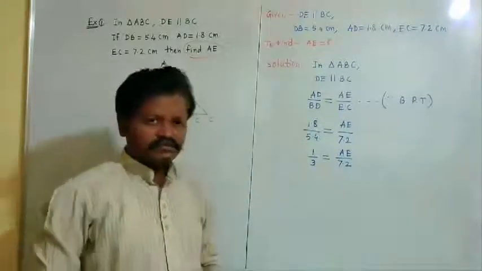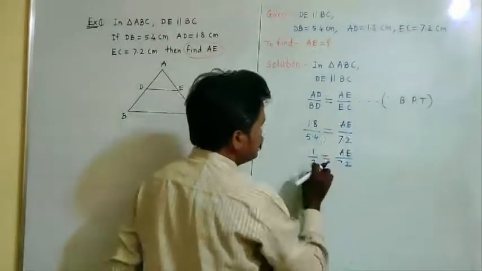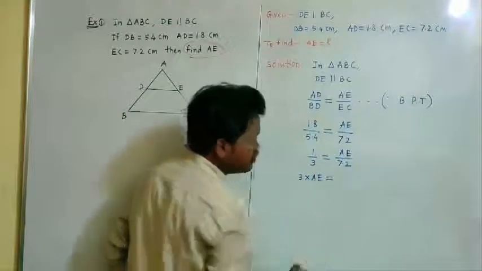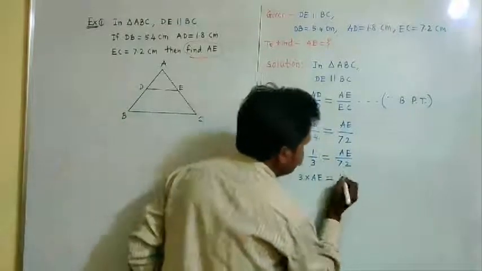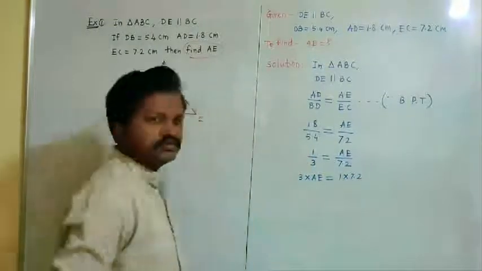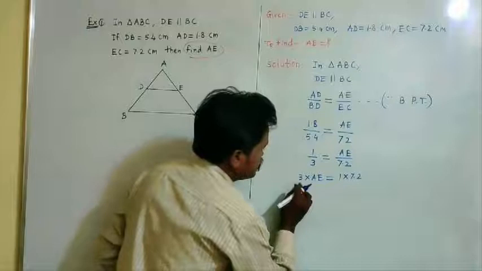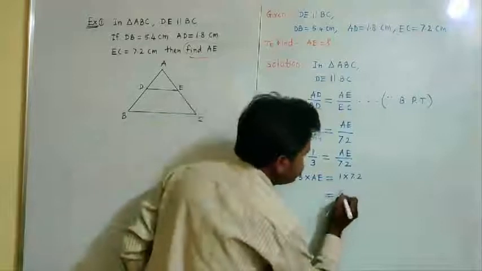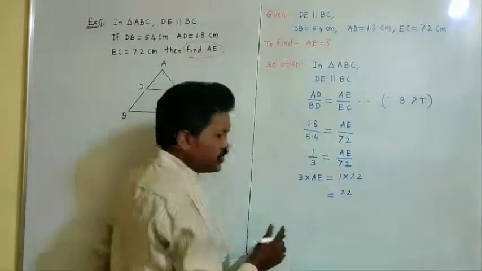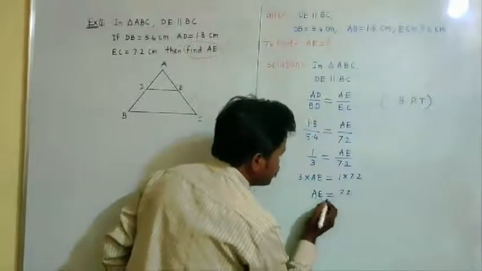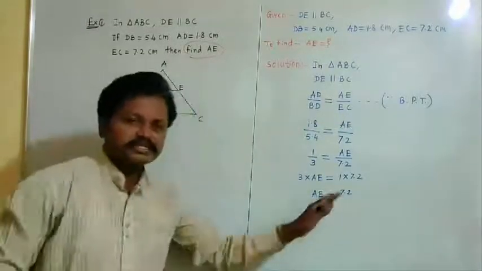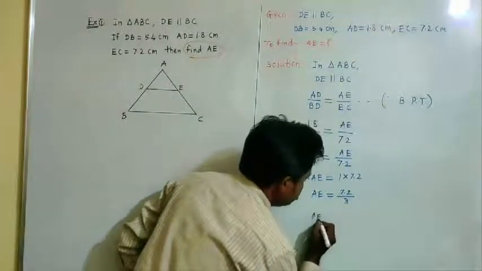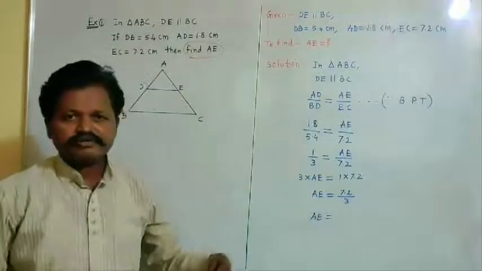Now you do cross multiplication. So look here, sir: 3 into AE is equal to 1 into 7.2, that is 7.2. And this 3 is a multiplier, so taking it to the other side it becomes divide. So AE is equal to 7.2 upon 3. Now simplify this, or divide this.